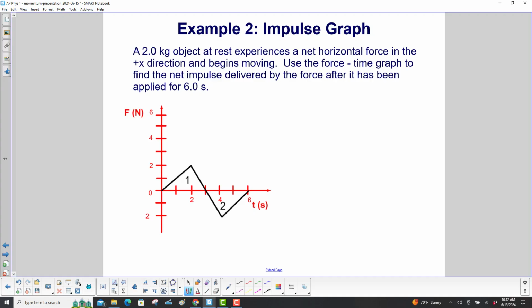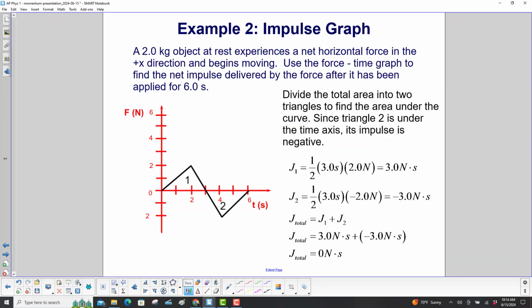Now we have another 2 kilogram object, starts at rest. It experiences a net horizontal force in the x direction and begins moving. Use this force time graph to find the net impulse delivered by the force after it has been applied for 6 seconds. This time we'll divide the total area into two triangles to find the area under the curve.